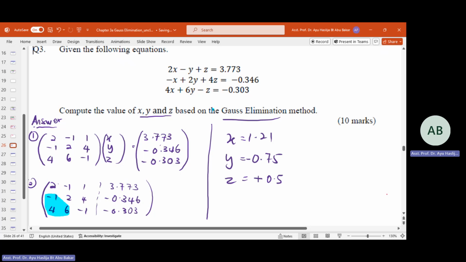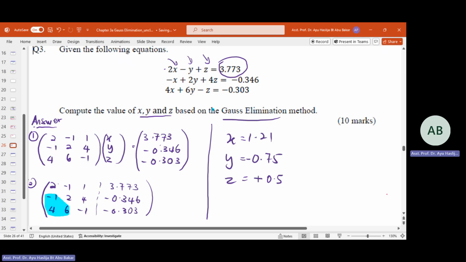How to know your answer is correct? Either you use the calculator, the one that we did last time, or you input back the value that you get into one of the equations over here. Let's say x, y, z, this value you input into the first equation. Can you get the same value over here?